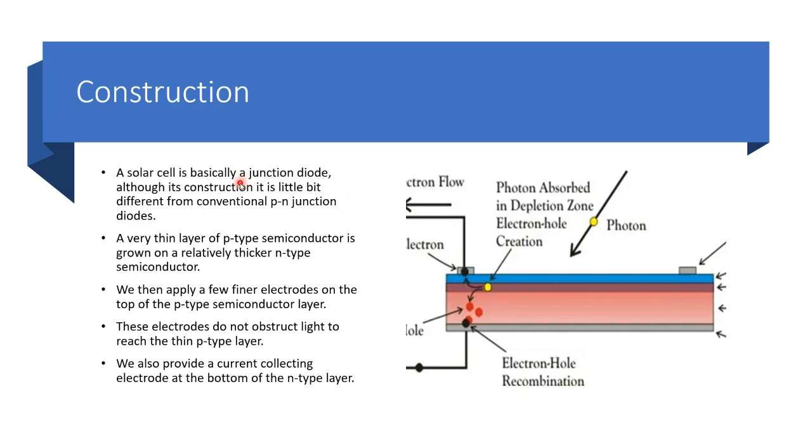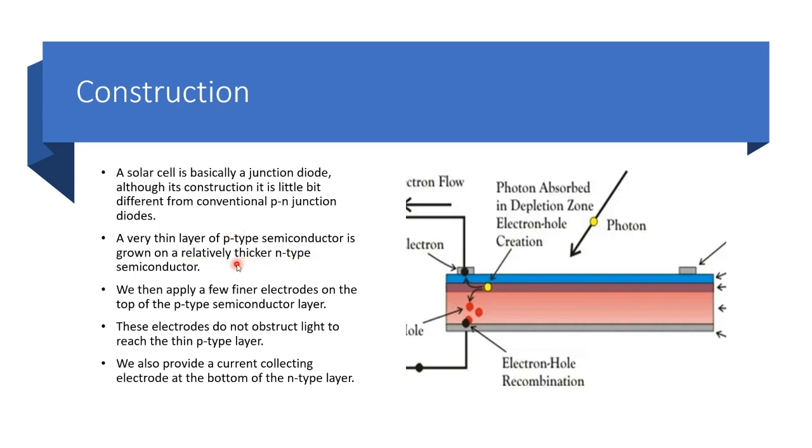So the construction of a solar cell is basically a junction diode with a thin P layer and a thick N-type layer. Photon is incident on the P-type layer, and it is absorbed in the depletion zone between the P-type and N-type. So it is a little bit different from a PN junction diode, but is very similar to it.